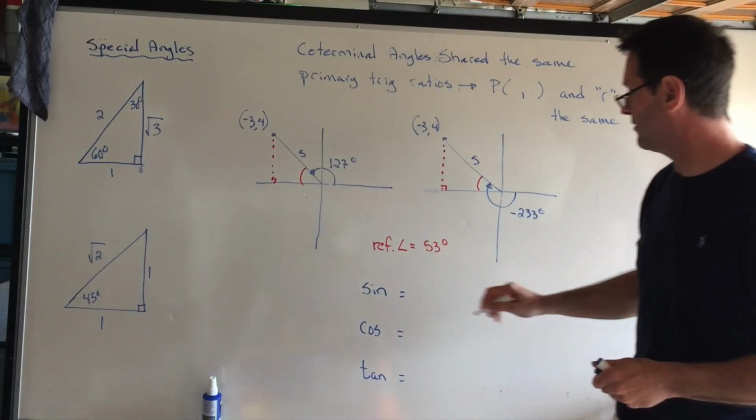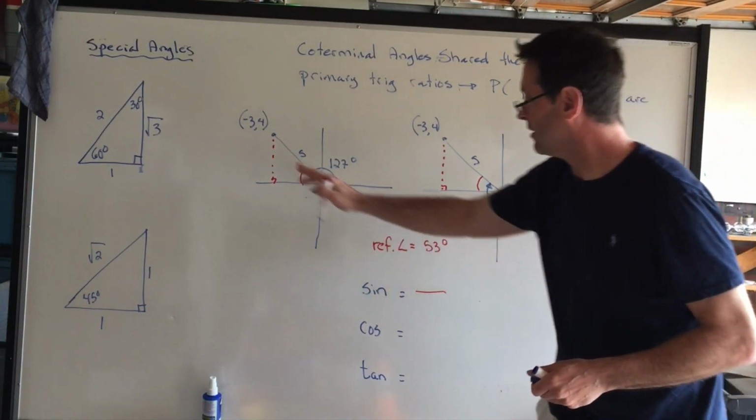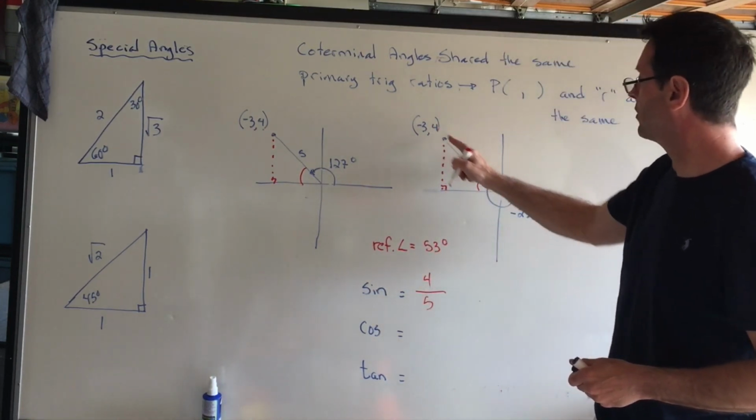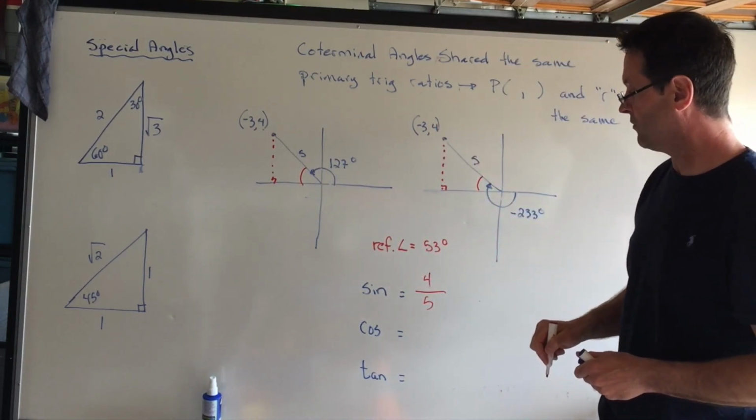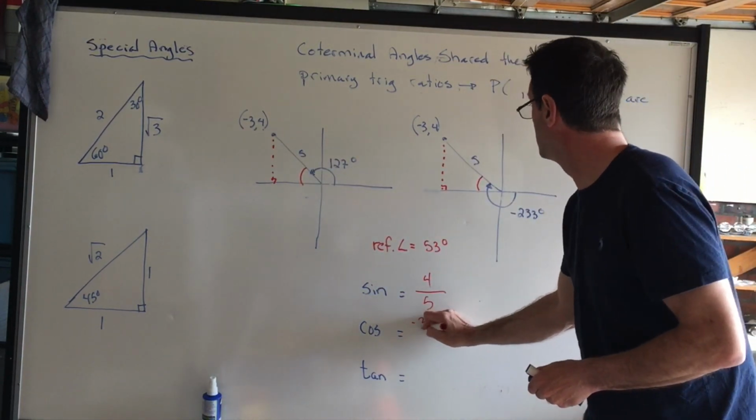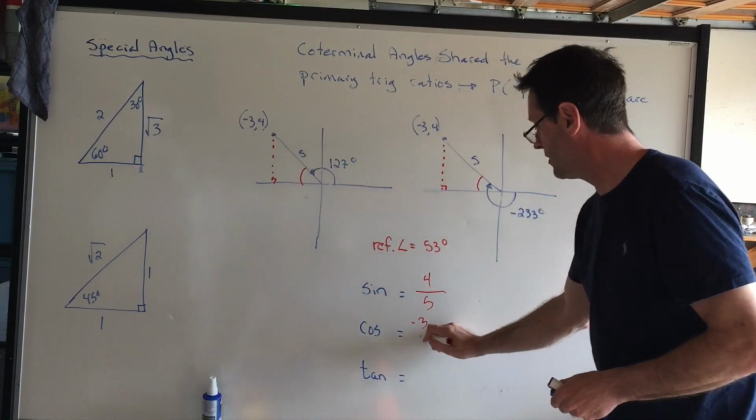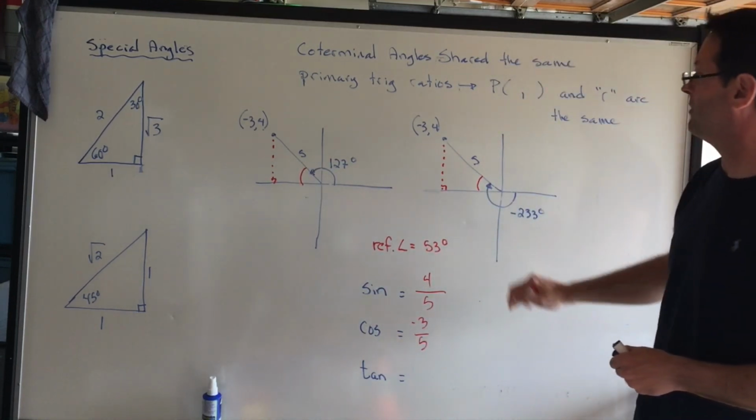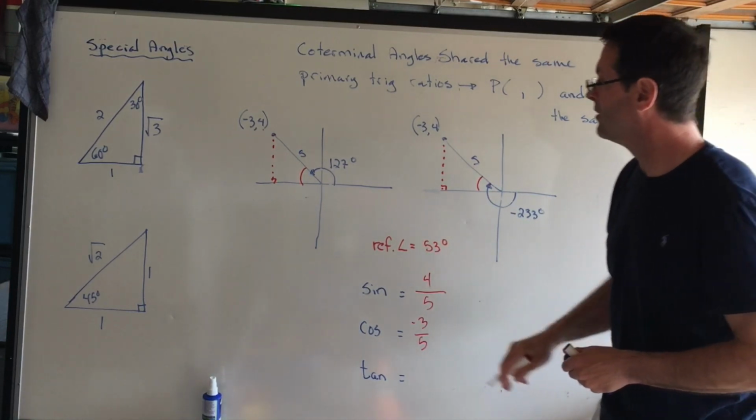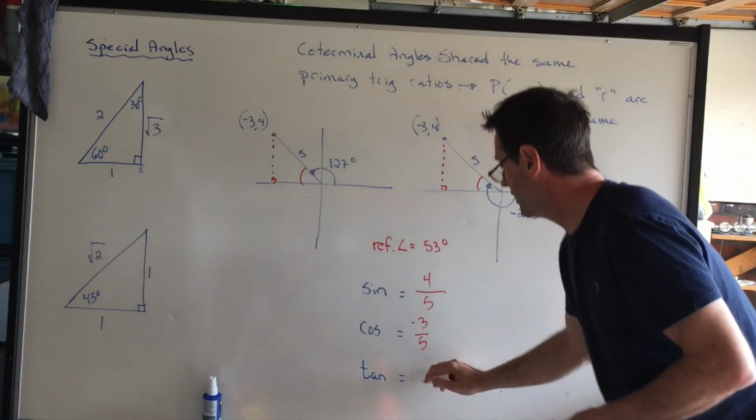And once again, you'll find the sine. That's y over r, 4 over 5. And is it the same over here? Yeah, 4 over 5. The cosine, that's x over r, -3 over 5. And that'll be the same here, -3 over 5. And the tangent value, 4 over -3.